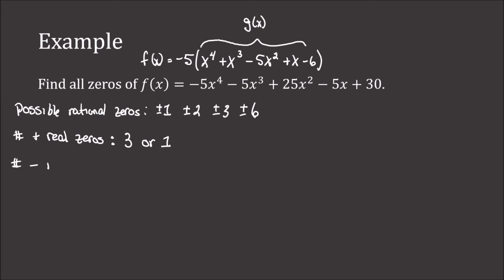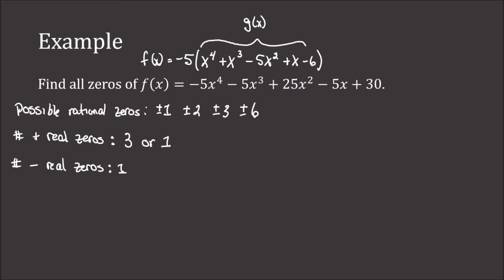Number of negative real zeros. So we want g of negative x. This would stay positive. This would switch to negative. That would stay negative. This would switch to negative, and that stays negative. So we have only one sign change. All right, so I know I'm going to have exactly one negative real zero. So what I'm going to do is only test the negatives.